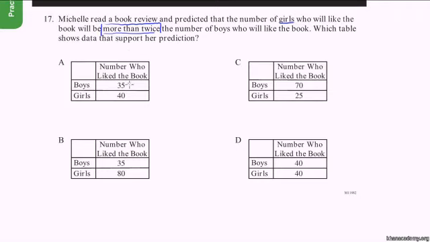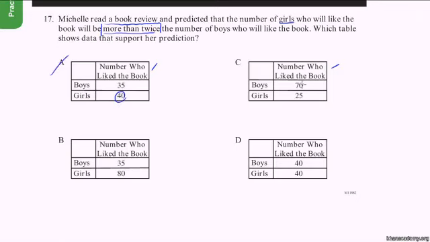So essentially, we just need to find one of the tables where the number of girls who like the book, and that's just this column right here, should be more than twice the number of boys. So let's see. The girls here is 40. The boys here are 35. There are more girls than boys, but it's not more than twice the boys. The boys are 35. Twice the boys would be 70. And girls is definitely not more than 70. So that's not our answer.